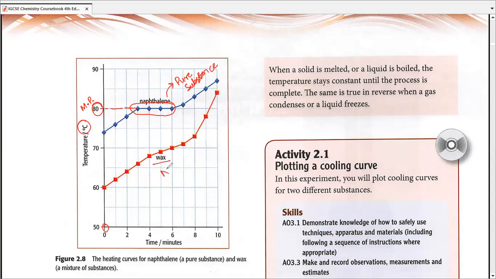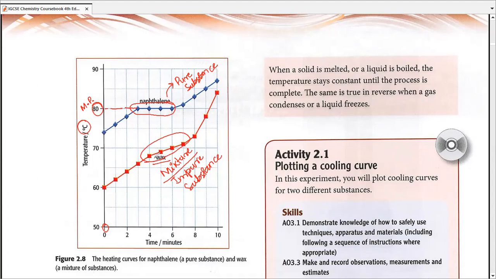Wax, however, is a mixture. A mixture can be regarded as an impure substance, because it is made up of more than one material. Now, what happens, you'd notice that the wax melts, but you cannot find a sharp temperature for it. It melts over a range of temperatures.